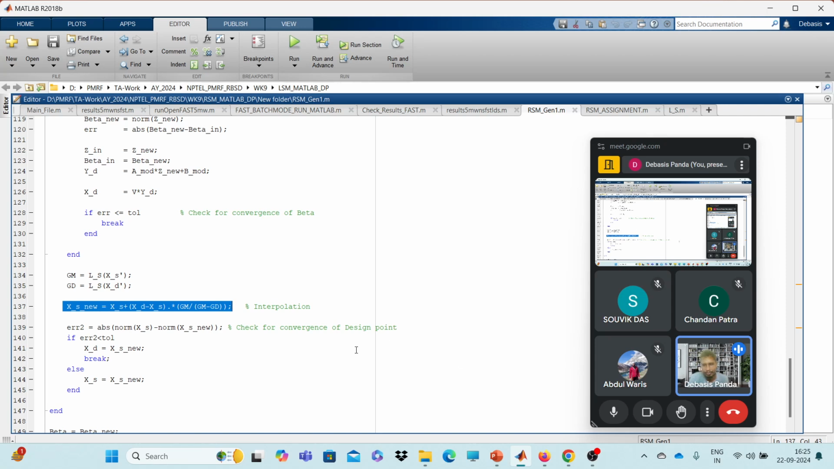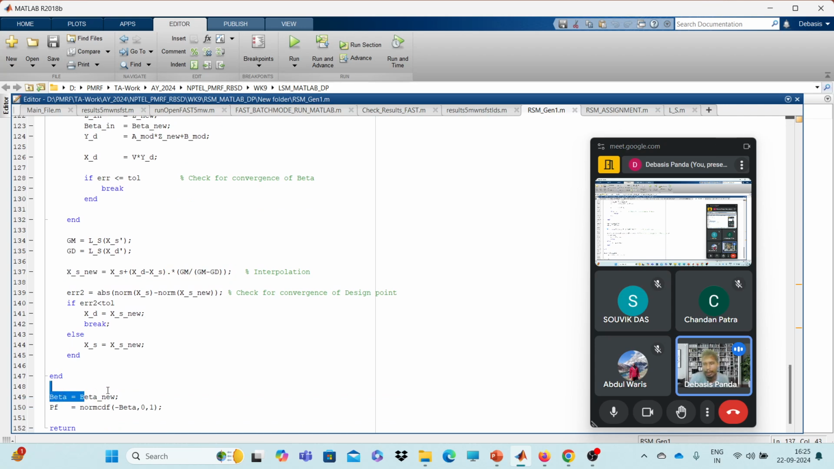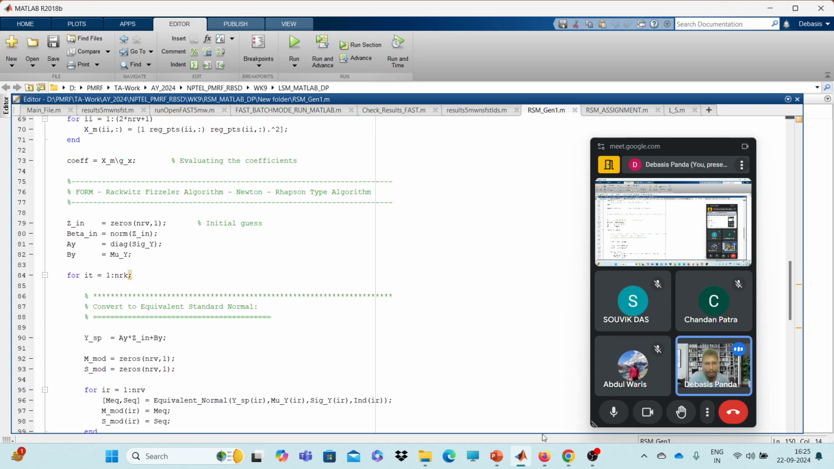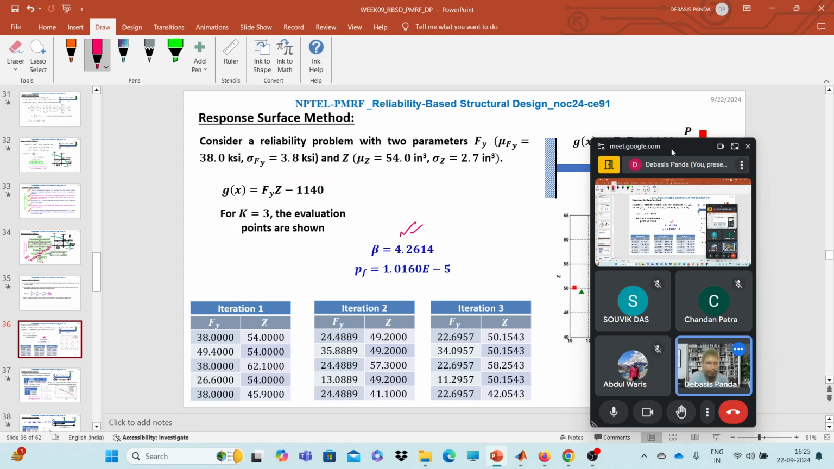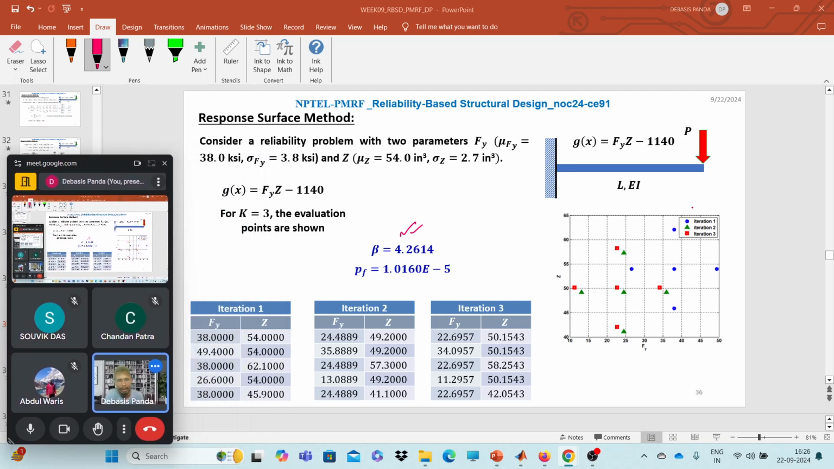And now once this is done and the convergence of beta is achieved, we take the results as beta and the pf. So this function file will give you first the coefficient values, then the response surface, the interpolated design points, and finally the beta and corresponding probability of failure. If we wish to check this function file with respect to our problem, let's quickly consider this problem and verify it.